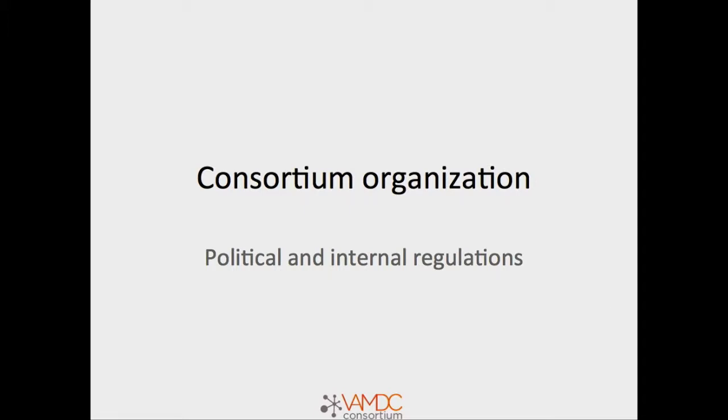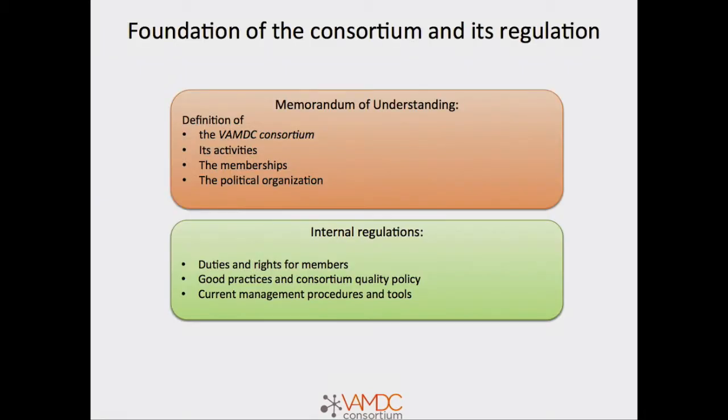We are going to present the political and internal regulation adopted for the consortium organization. The consortium is built on a memorandum of understanding whose goal is to define its activity, the membership, and the political organization. The internal regulation completes the memorandum of understanding by defining the duties and rights for members, a set of good practices and consortium quality policy, and current management procedure and tools.